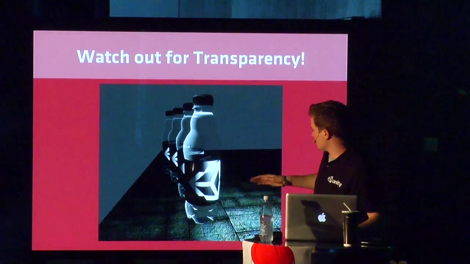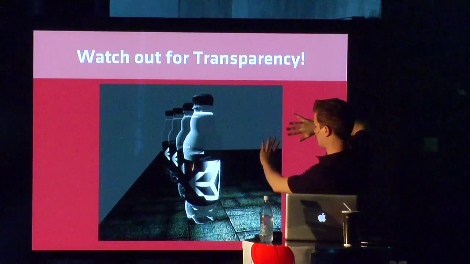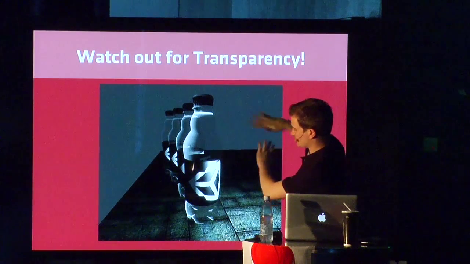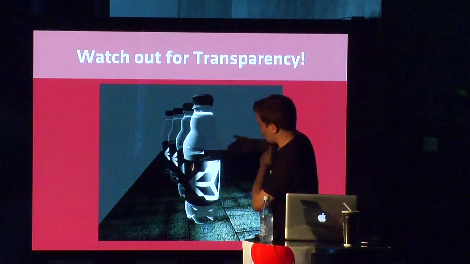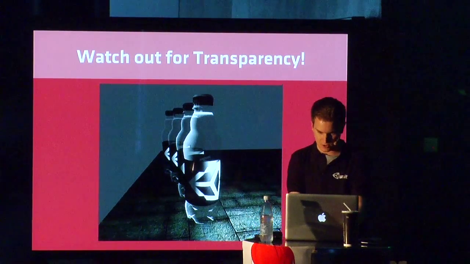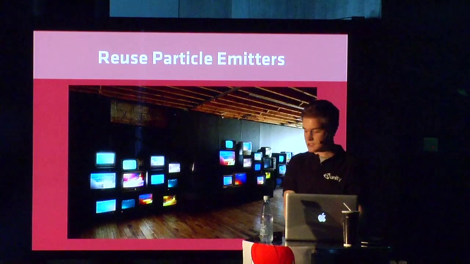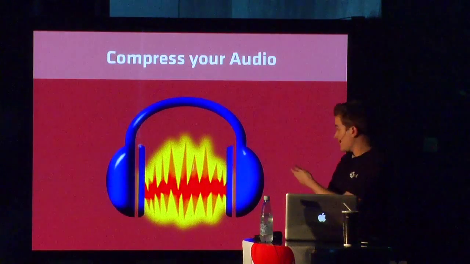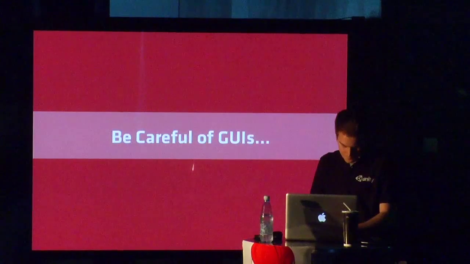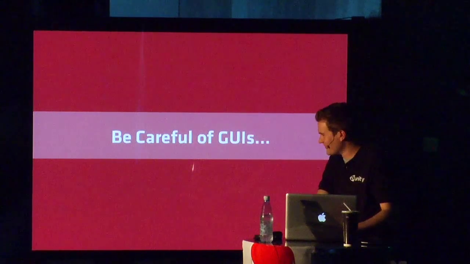Transparency. When you have normal opaque objects, they're rendered from the front and then sort of backwards, so stuff you see in the distance won't be rendered. Whereas transparency does it the other way, so you want to look out for transparent objects. Reuse particle emitters, which I was saying earlier on, instead of instantiating them each time. Compress audio, use Audacity. And I'm just about run out of time.